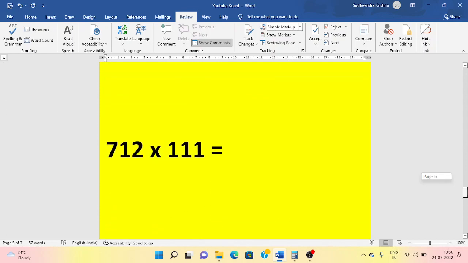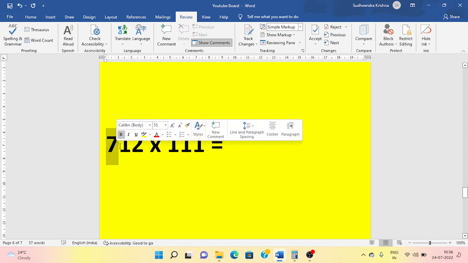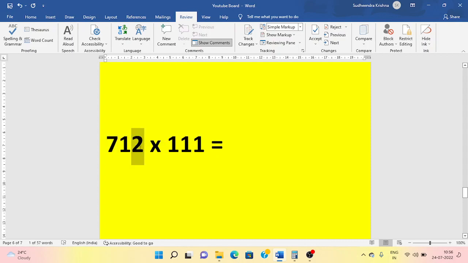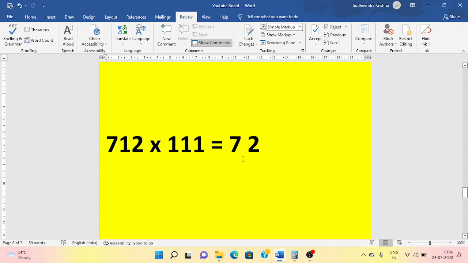Now let us take another example. 712 into 111. So in the number 712, on the left side we have the digit 7 and on the right side we have the digit 2. So put these two digits as it is in the answer. So 7 space 2. Now I got the left portion and the right portion of the answer. Now to get the middle portion of the answer, you add these two digits 1 and 2. 1 plus 2 is 3. So put this 3 as it is.